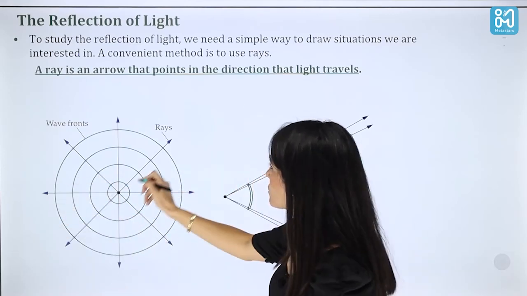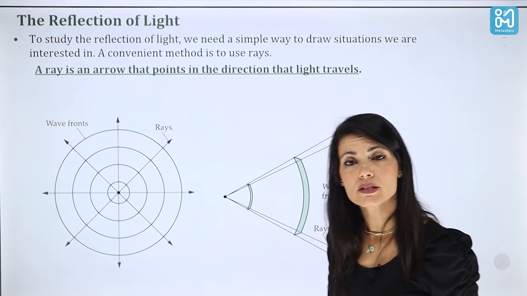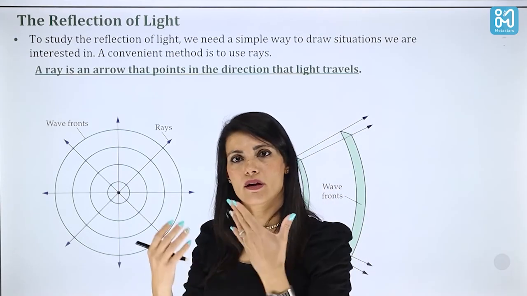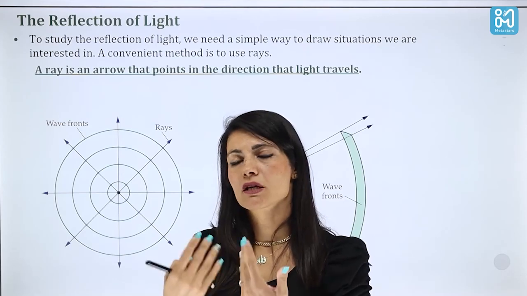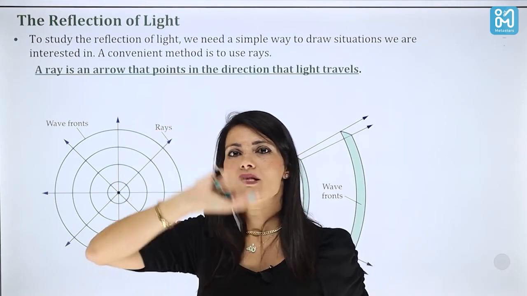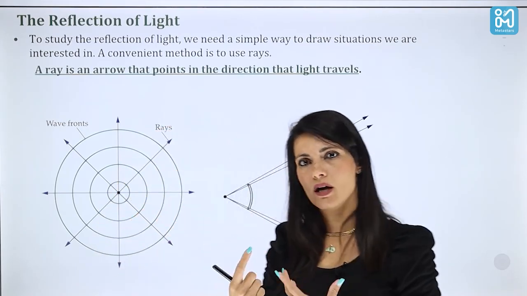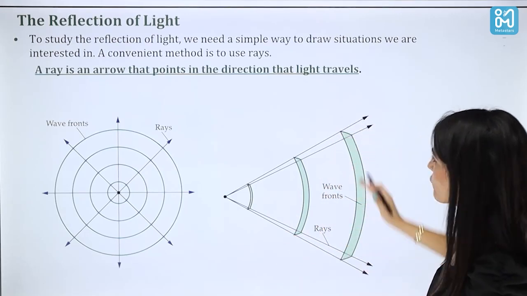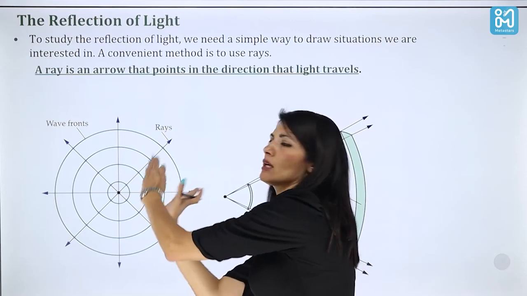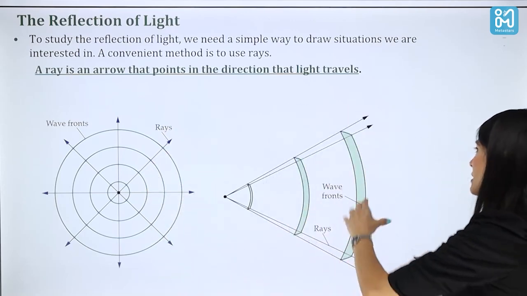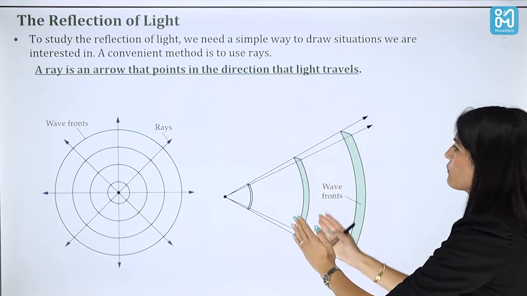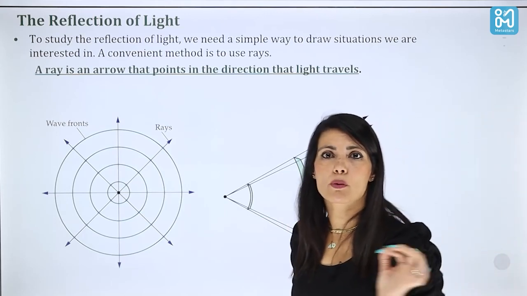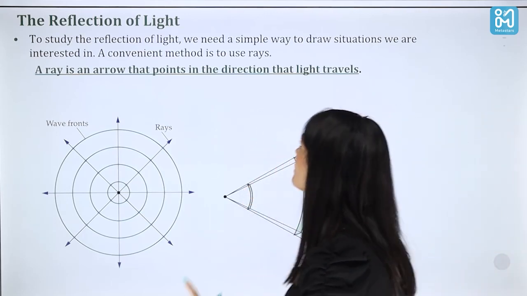Now, light rays are always perpendicular to the wavefronts. What will we be using? In the reflection of light, we will be using a light ray. We will take a single light ray in order to explain the reflection of light. As you can see, this is a wavefront. If we take a section here, light can be represented by these wavefronts and these rays. Always the light rays are perpendicular to the wavefronts.